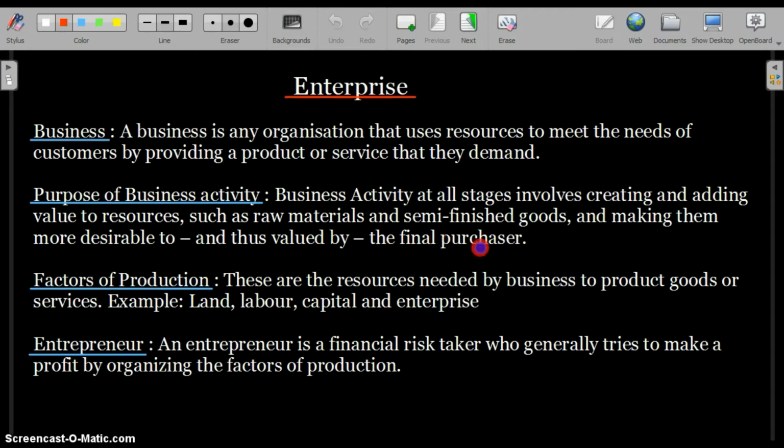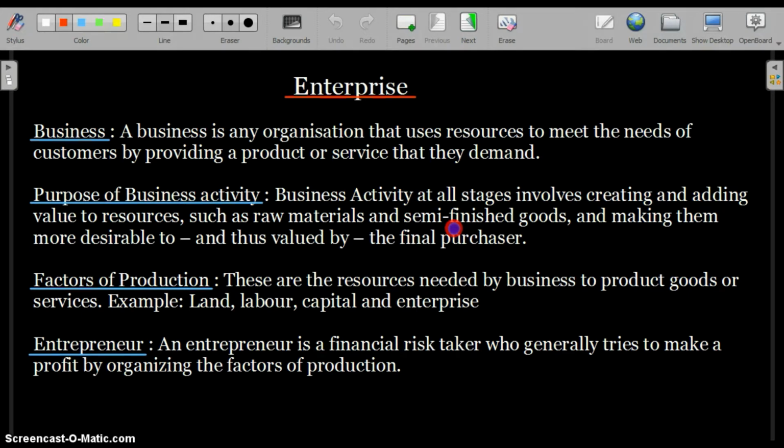So what is the purpose of business activity? Business activity at all stages involves creating and adding value to resources such as raw materials and semi-finished goods, and making them more desirable to, and thus valued by, the final purchaser. So what is the purpose? You are basically adding value to a product.